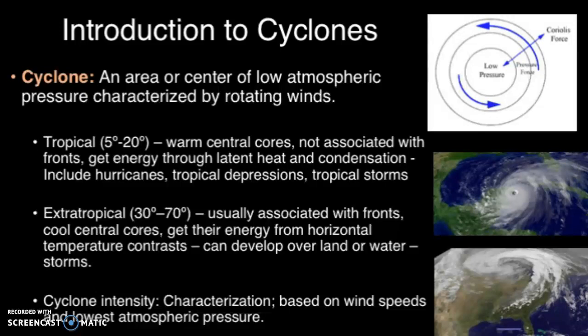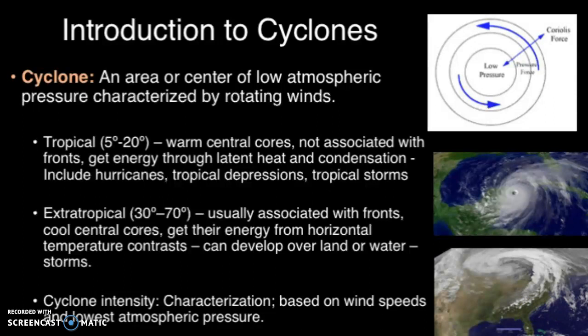And then they're going to rotate clockwise, or be deflected to the left, in the southern hemisphere. Okay? All right, so there are two main types of cyclones. We have tropical cyclones and we have extratropical cyclones. The picture in the middle right here is a tropical cyclone, and the one at the bottom is an extratropical cyclone.